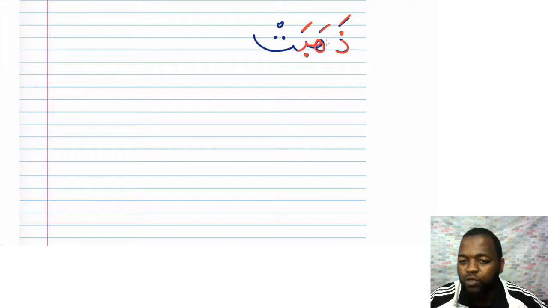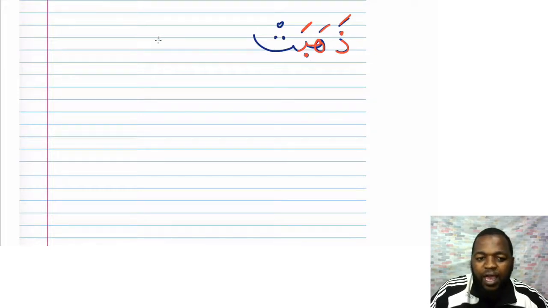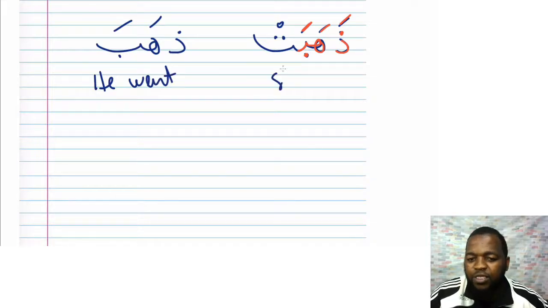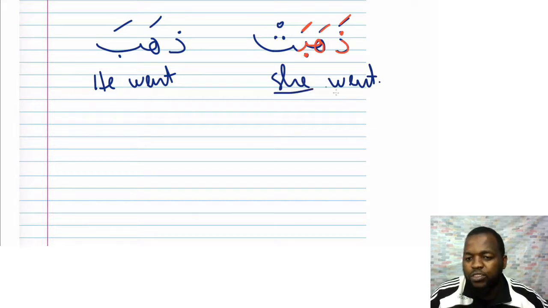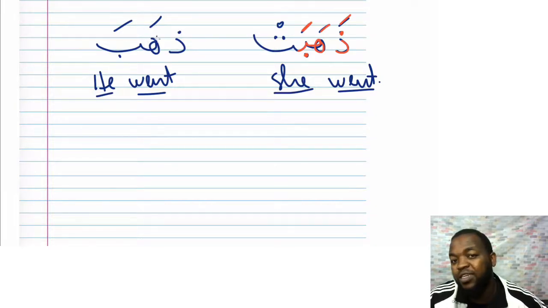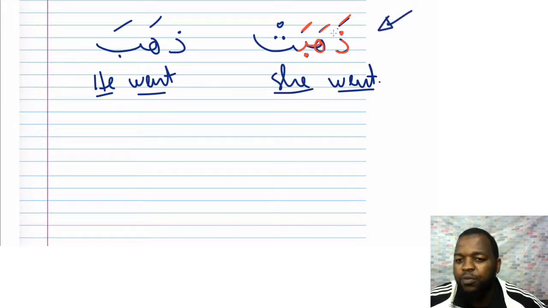All right. By now you have to know that for masculine, which is dhahaba, the subject is hidden. Dhahaba means he went, and dhahabat means she went. So here is the subject and here is the verb. But in Arabic, if you look at it, the verb is here, but where is the subject? It's hidden. Same here. Where is the verb? It's here, dhahabat. And where is the subject?